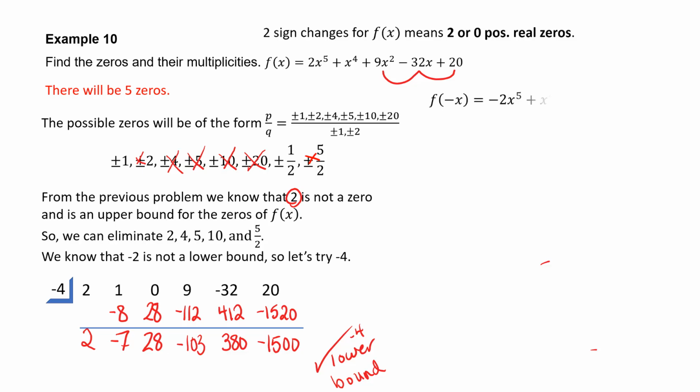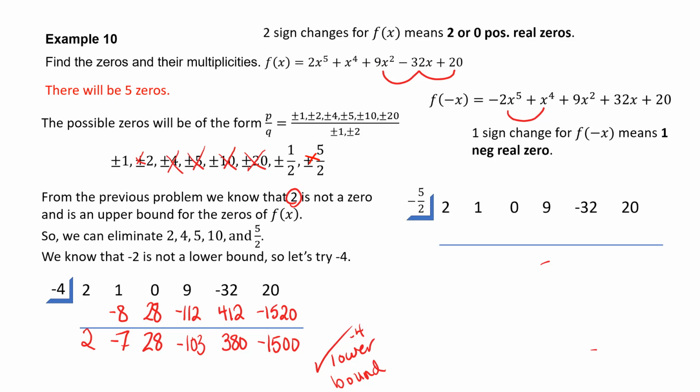So f of -x, this will tell us how many negative real zeros there are. That has 1 sign change for f of -x. That means that there is 1 negative real zero. So we know there's definitely 1 negative real zero. Unfortunately, we have 3 to choose from, so we have to choose. And we know that there could be 2 positive real zeros or none.